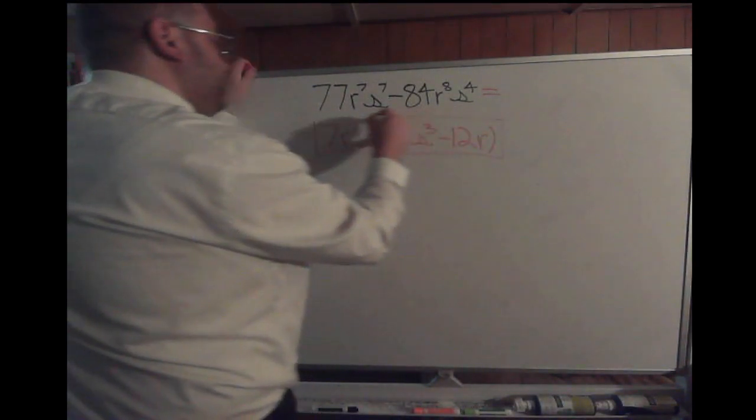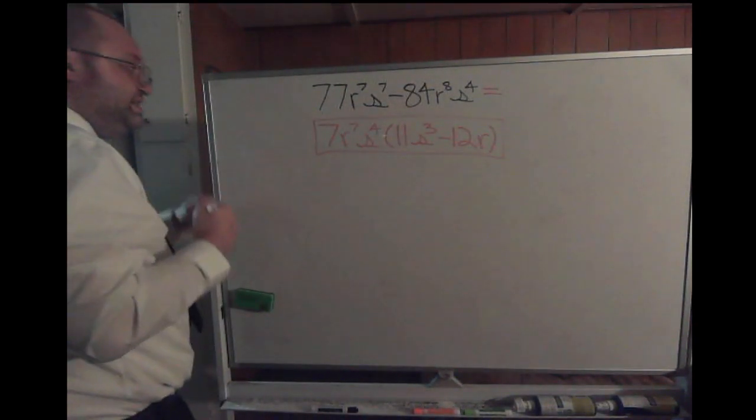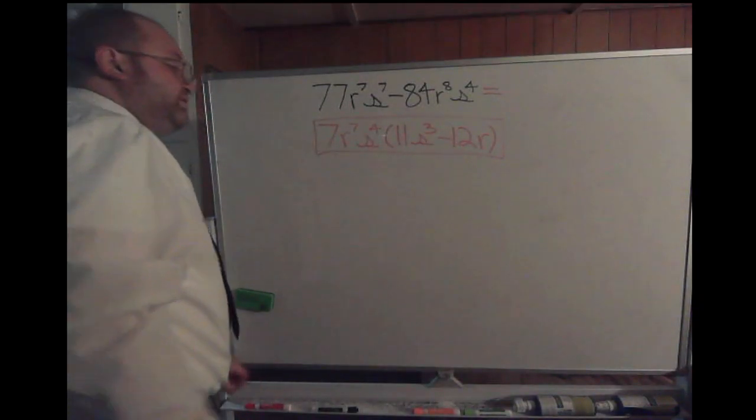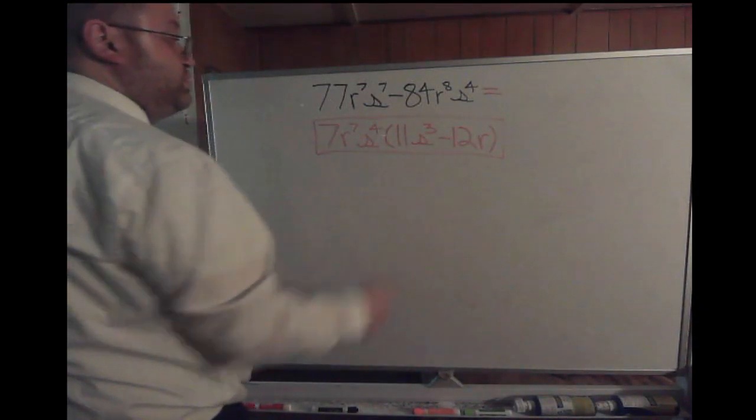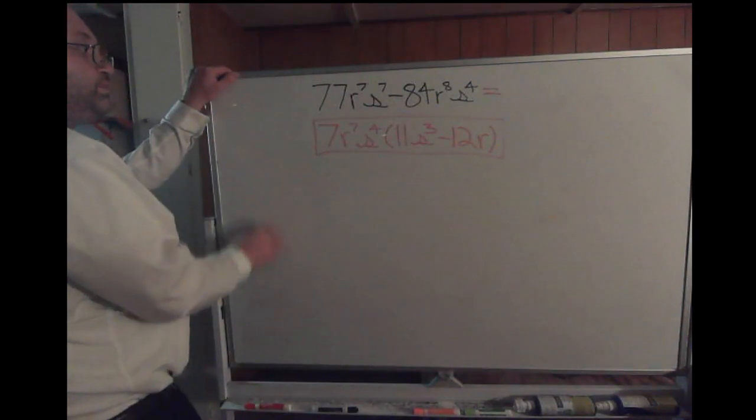So the answer to this factorization would be 7r to the 7th s to the 4th times the quantity of 11s to the 3rd minus 12r. Two more, then we're done.